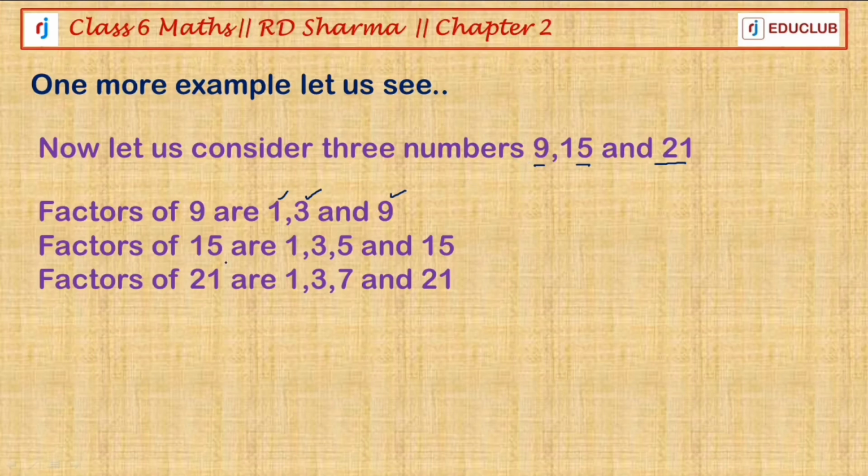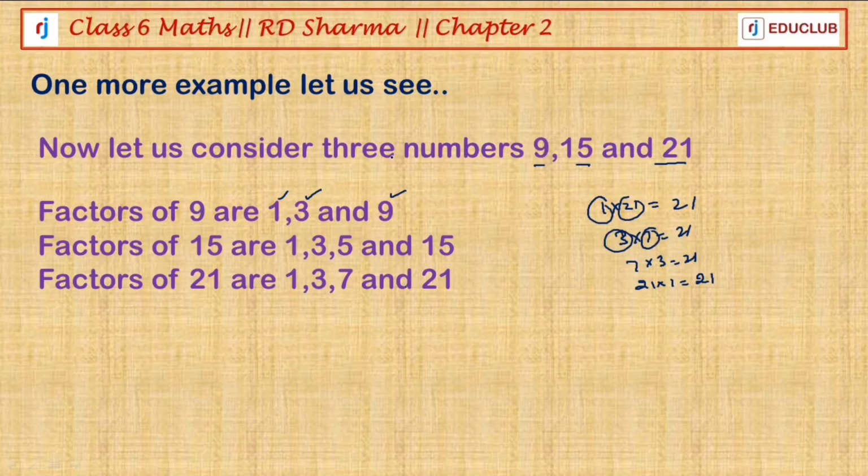Similarly, factors of 15 are 1, 3, 5 and 15. And similarly, the factors of 21 are 1, 3, 7 and 21. You can check: 1 into 21 is equal to 21, 3 into 7 is equal to 21, 7 into 3 is equal to 21 and 21 into 1 is equal to 21. So basically the numbers are 1, 3, 7 and 21.